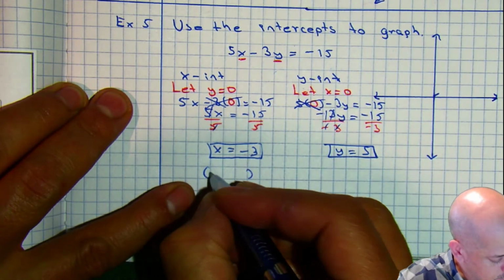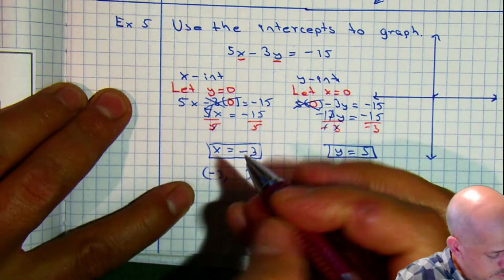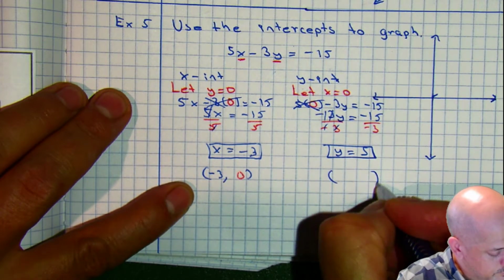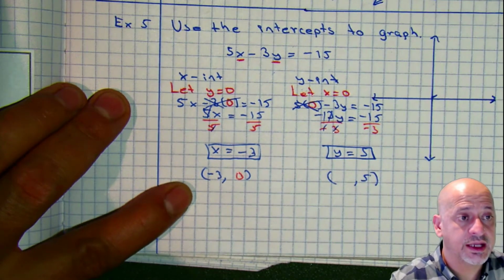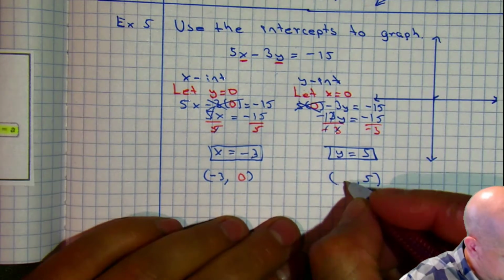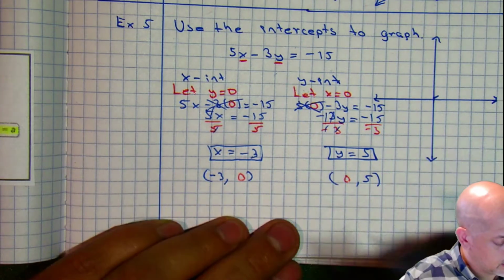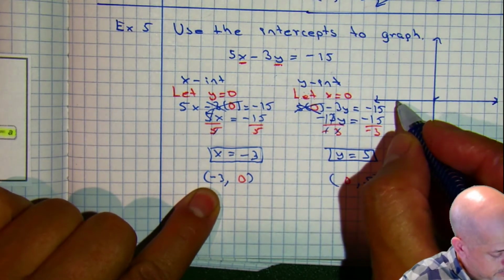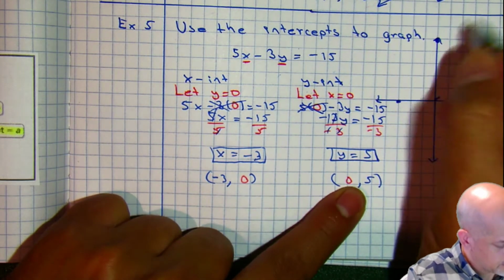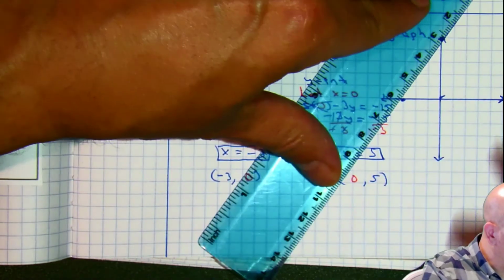My x value is negative 3, my y value is 0. In this case, my y value is 5, and the corresponding x value is 0. And now we can plot it. To the left 3 and 0, and then up 5. From here, I'm going to make my line.